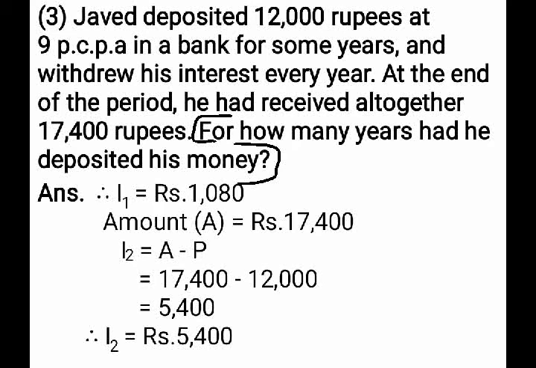Now read and understand the last sentence of this sum. For how many years had he deposited his money? Means you have to find time 2. Time 1 is given as 1 year. We have already calculated using the formula of simple interest: interest 1 is rupees 1080, interest 2 is rupees 5,400, and time 1 is 1 year. You have to find time 2. Now write the ratio form of interest 1 to interest 2 on the left side and the ratio form of time 1 to time 2 on the right side.